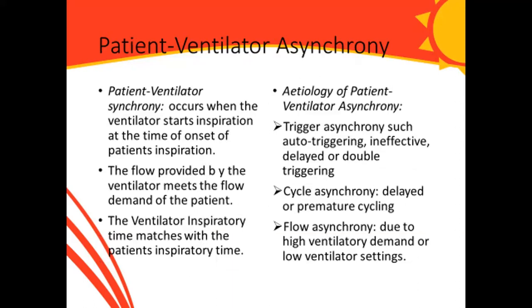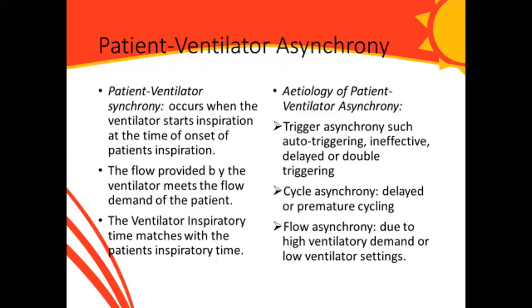This is a very common finding in our ventilator patient. Normal patient ventilator synchrony occurs when there is understanding between the ventilator and the patient. Synchrony normally occurs when the ventilator starts inspiration at the same time as the onset of the patient's inspiration. So they're synchronizing. The flow provided by the ventilator meets the flow demand of the patient. The ventilator inspiratory time matches the patient inspiratory time, so they are in tandem.